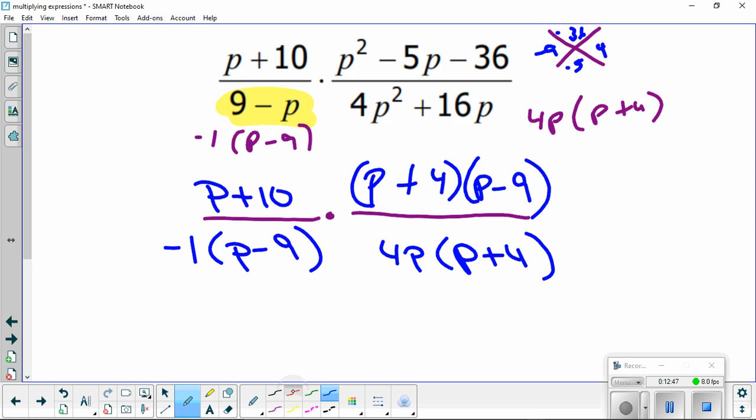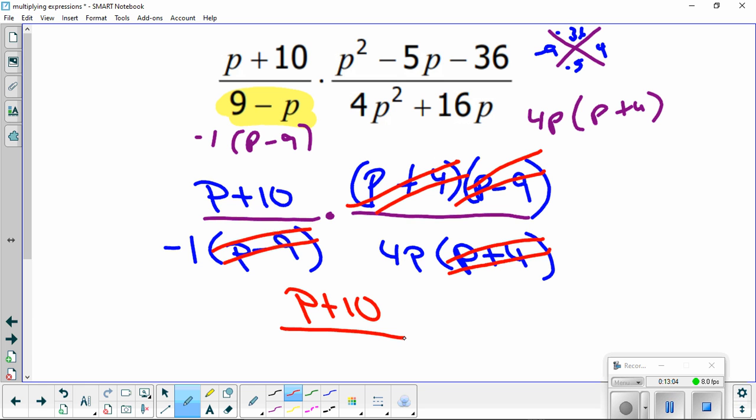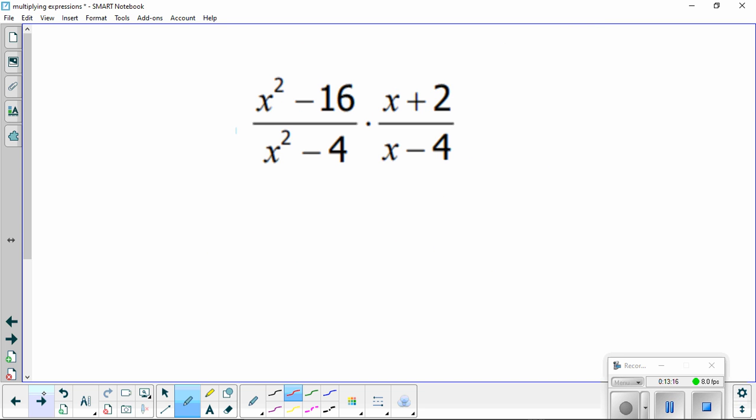Yay, here it goes. I got a P minus 9 and a P minus 9. I got a P plus 4 and a P plus 4. Sadly, that's it. So I'm going to have P plus 10 on the top and -4P on the bottom. And that is it. Can I see the wiggle of fingers if you think you got it? Okay. We're going to try one more of these.